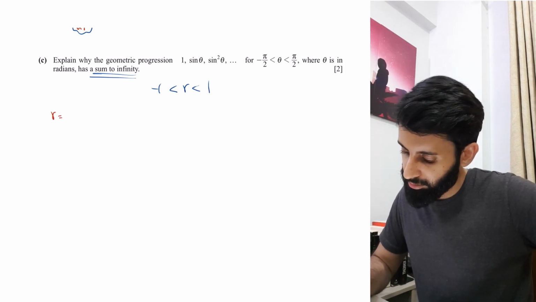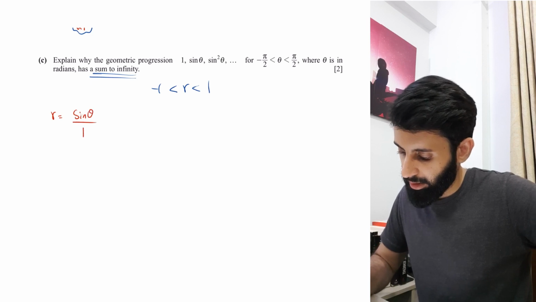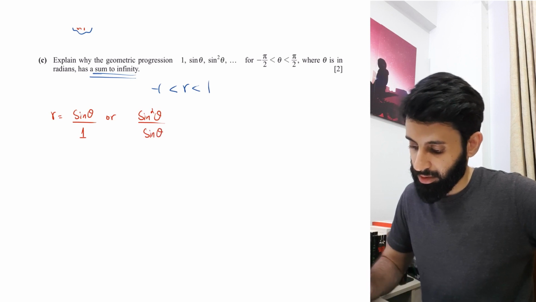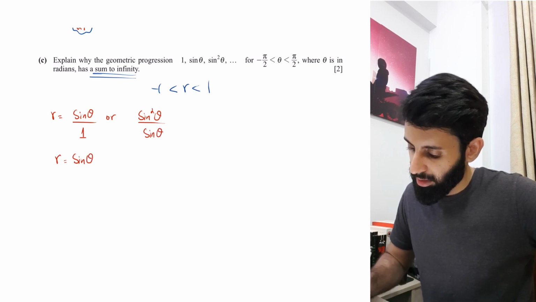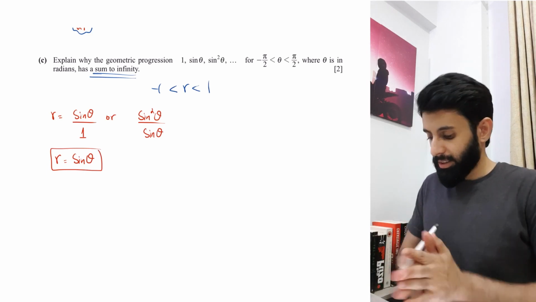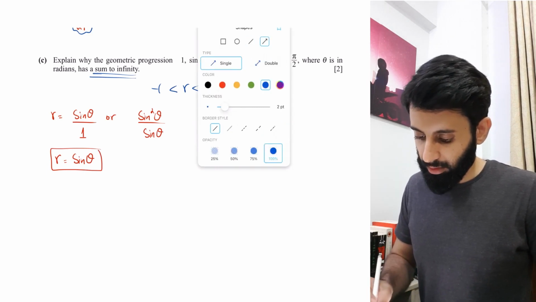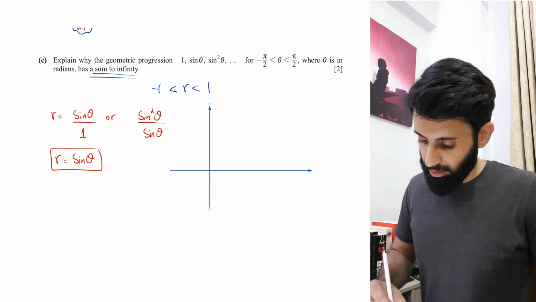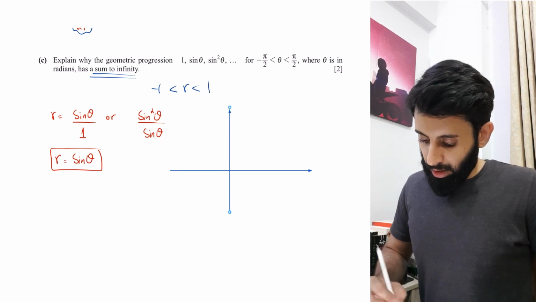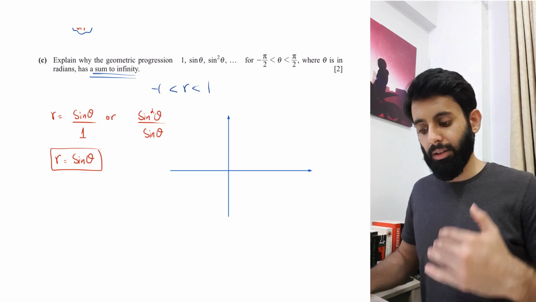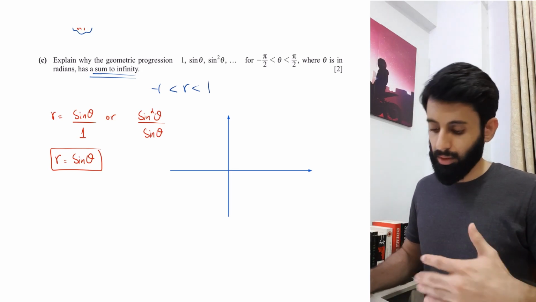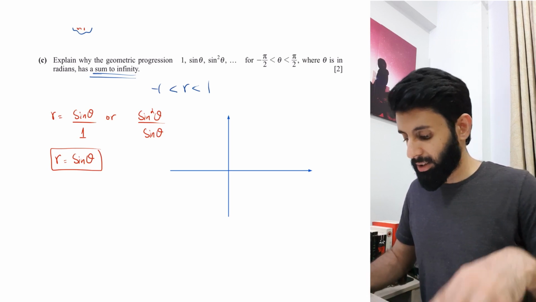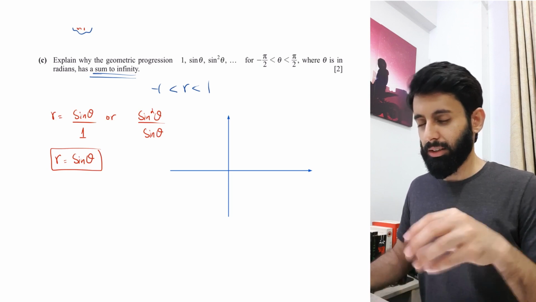So if I want the common ratio, I'll just take the second term and divide by the first term, or I'll take the third term, which is sine square theta, and divide by the second term, which is sine theta. So either way, our common ratio turns out to be sine theta. Now, here's the thing. Sine theta, if you know your graphs well, which reminds me I need to make a video on trigonometric graphs also, is basically a curve that goes from minus 1 to 1. It doesn't go beyond 1, doesn't go less than minus 1. Although it is equal to 1 and minus 1 at points, for this particular range of theta, it's not going to be equal to either of those.